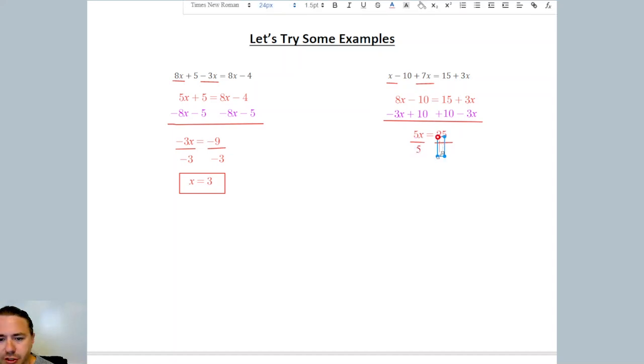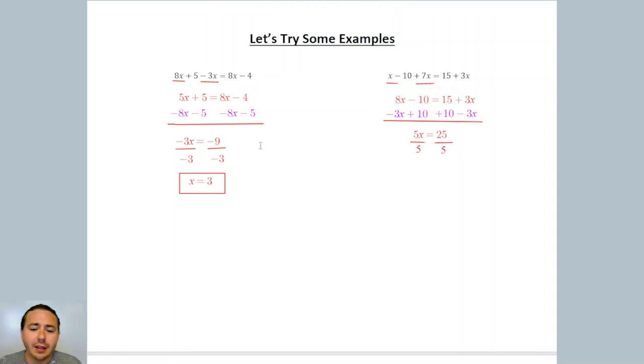Ooh, font changed on me. You know what, I'm using text instead. That's fine. Don't want to get hung up on that. So we're going to divide both sides by 5, and 25 divided by 5 is 5.